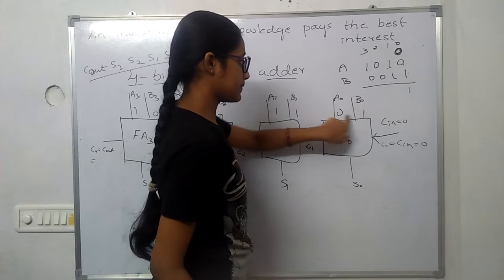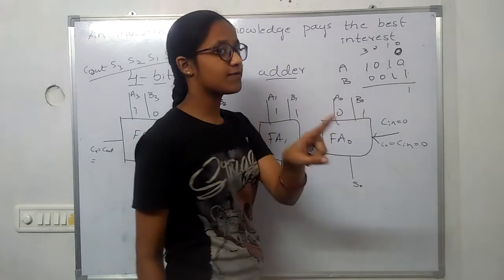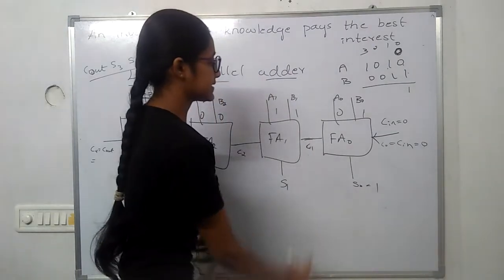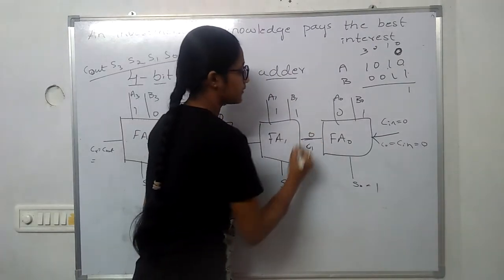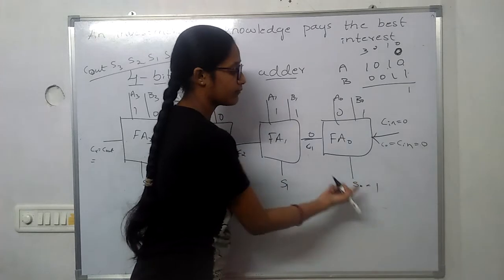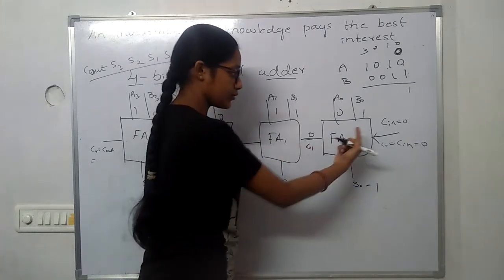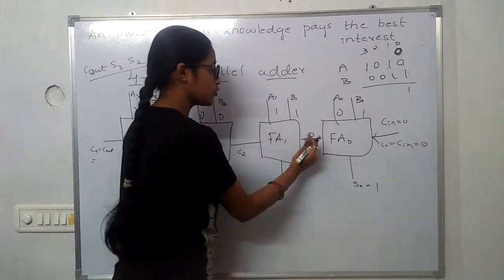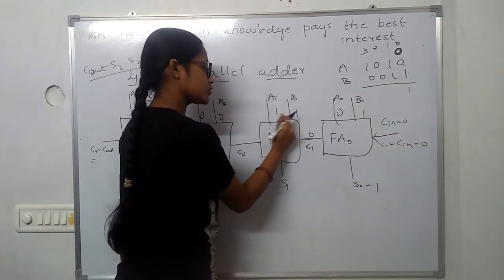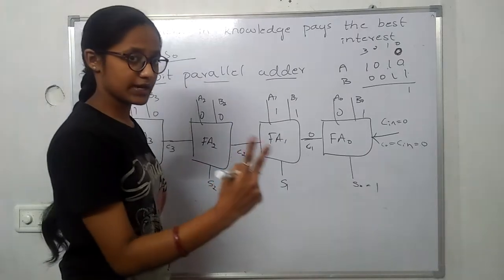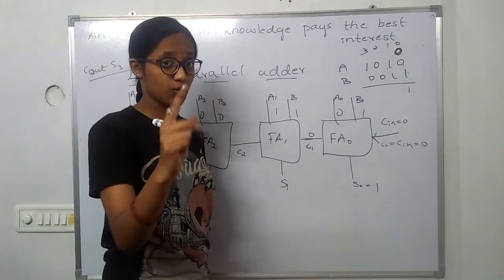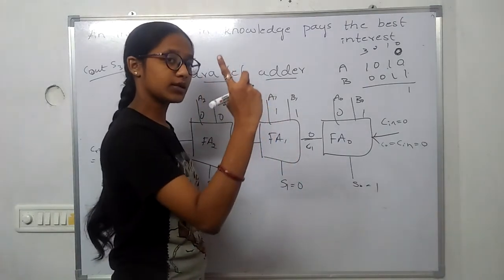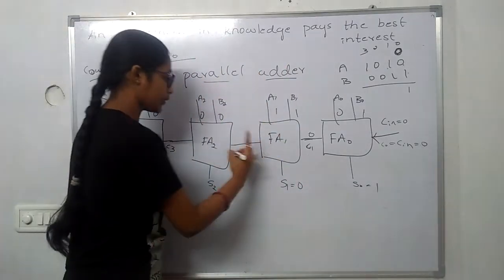So 0 plus 1 plus 0, we get 1. So S0 equals 1, whereas C in will be 0. Right? So we get 1. We don't get any carry. As we don't get any carry, we assign carry as 0. Right? So 0 plus 1 plus 1. So 1 plus 1 is 2 in decimal. In binary we represent it as 1 0. So 0 is assigned to sum, and that 1, in the most significant bit, we represent as carry.